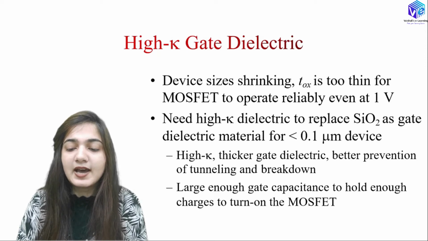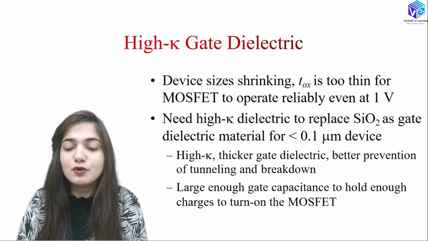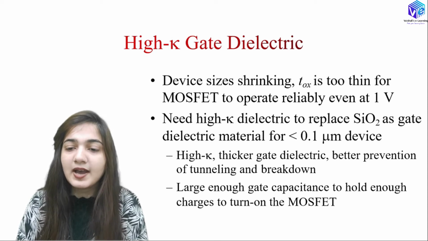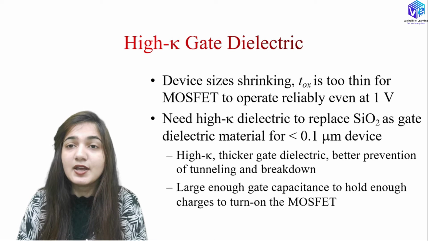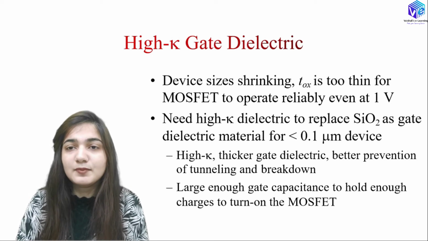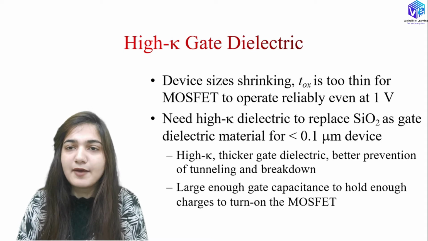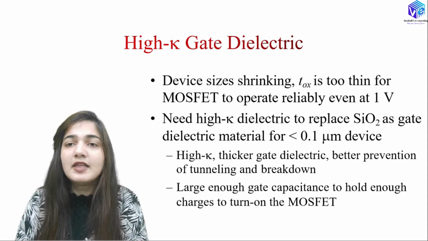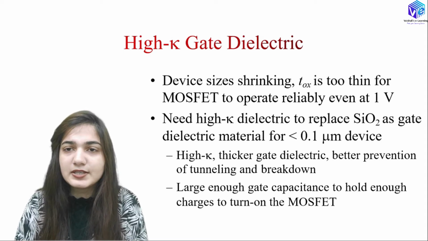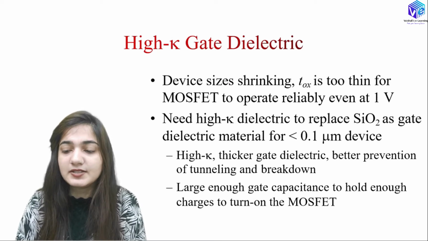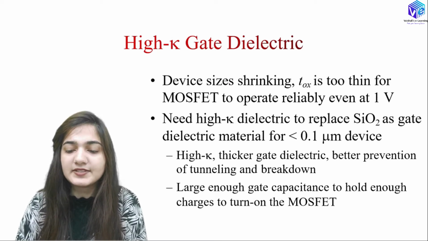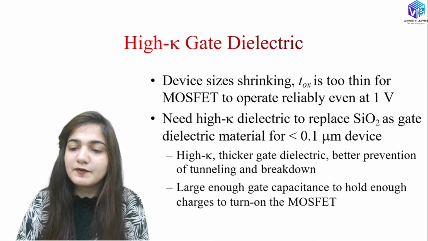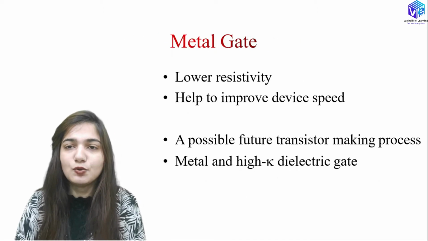Now we will have a large enough gate capacitance to hold enough charge to turn on the MOSFET if I am using a high dielectric constant dielectric. So capacitance is directly proportional to the value of the dielectric constant. If I have a high dielectric constant, the capacitance is going to increase, which is going to increase the charge holding capacity, right? So the MOSFET will have a higher charge holding capacity.